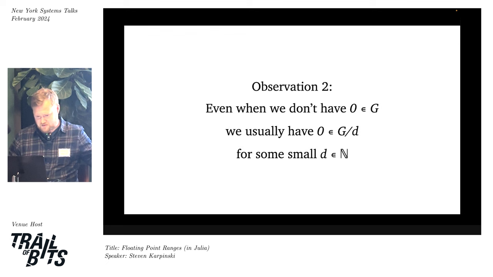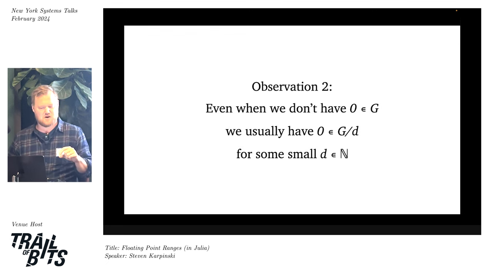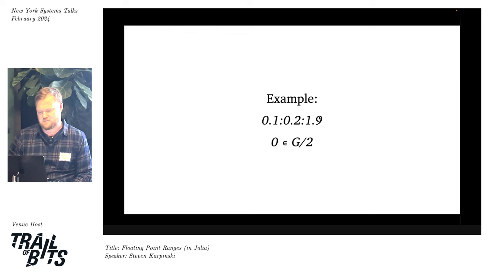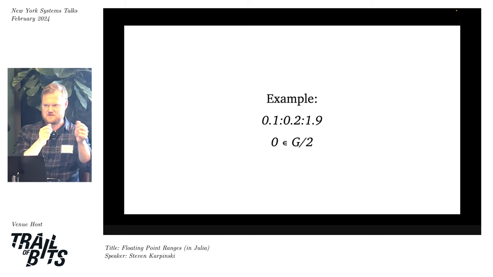In observation two, even when we don't have zero in the grid, we usually have zero in some finer version of the grid. Basically, if we cut our step in half or in thirds or in sevenths, then we would hit zero. For example, 0.1, 0.2 doesn't hit zero in the extended version, because 0.1 minus 0.2 overshoots zero, it steps over it. But if we cut the grid in half, then zero's in there, because it steps over it, but it's symmetrical around zero.